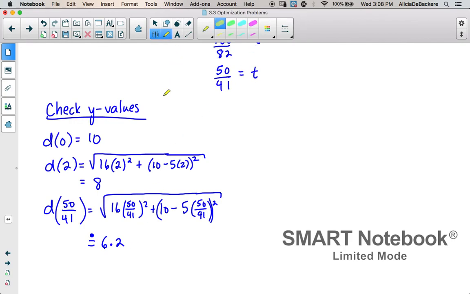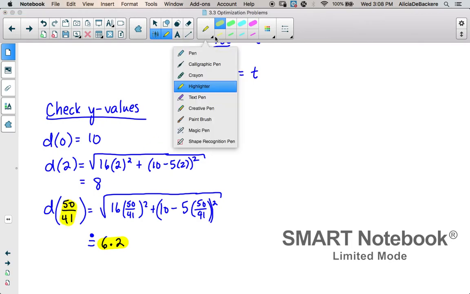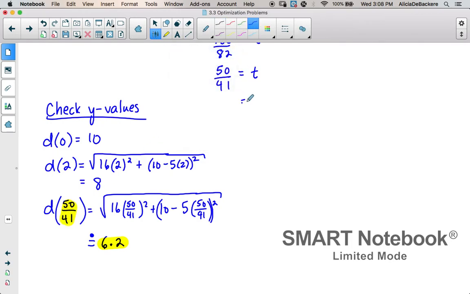So again, we were looking for the closest that the ships get. That's going to be 6.2, and it's happening at this time. So I am going to change that guy to a decimal for my summary sentence. It's about 1.2.